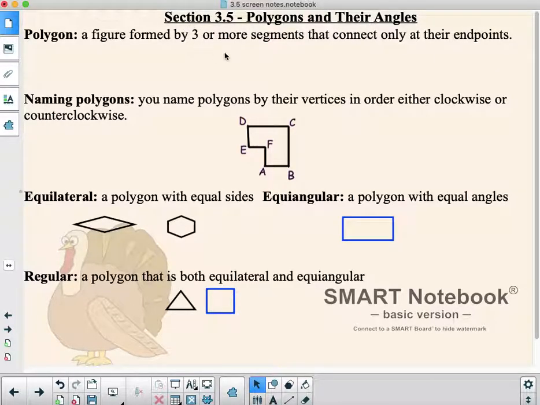It doesn't matter whether it's 3 segments, 47 segments, as long as there's no curves, the segments only connect at their endpoints. That makes it a polygon.